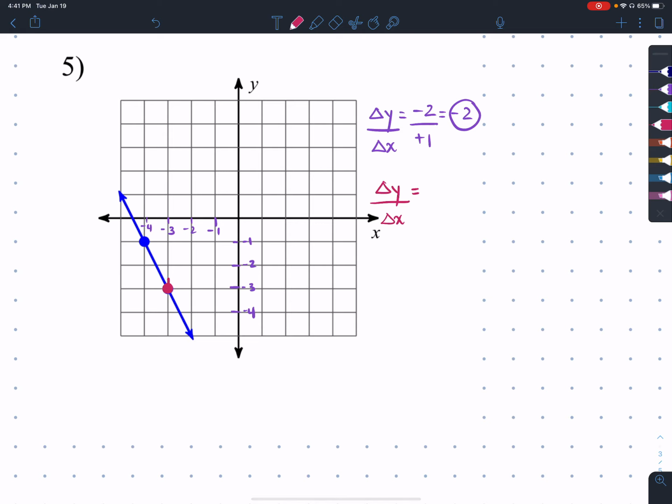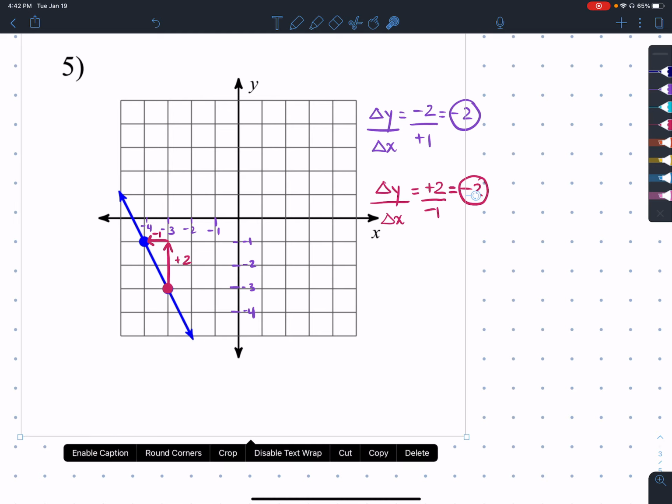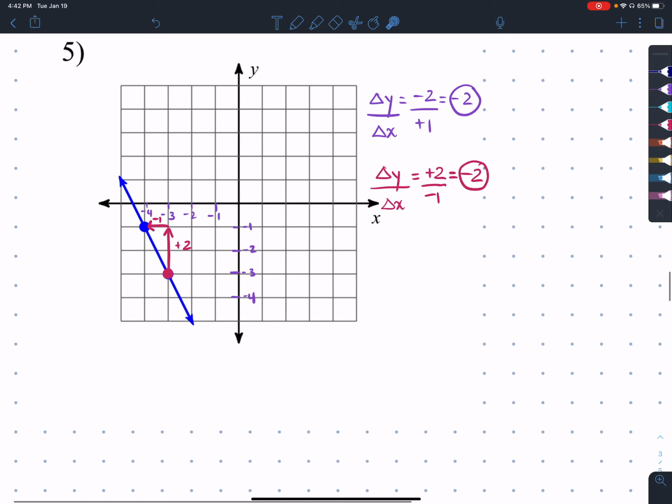Okay, so now we're going up by 2. The change in y is +2. But we are going left in the horizontal, which is -1. +2 divided by -1 gives us an overall result of -2. So it doesn't actually matter which direction you look at the slope. The overall result will be the same, whether you start at the first point or at the second point.